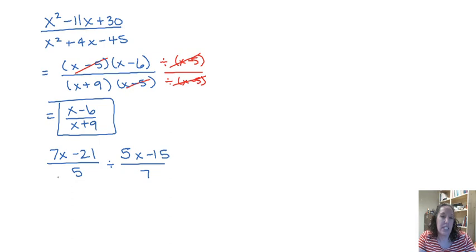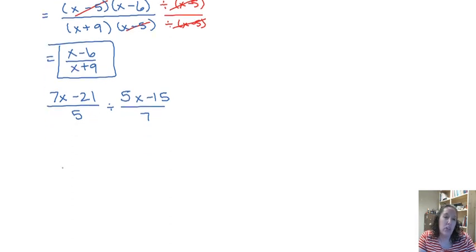All right, now let's look at the second example. Here we are dividing fractions. When you're multiplying and dividing fractions, it's one simple step before we get to where we started the last example. So here we have the fraction 7x minus 21 all over 5 divided by the fraction 5x minus 15 all over 7.